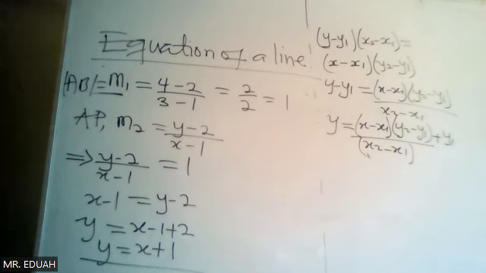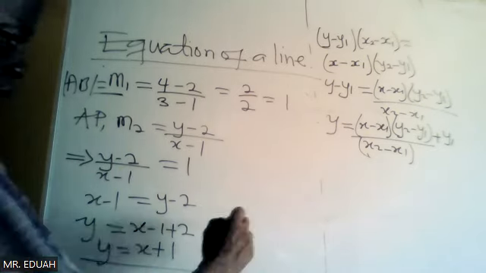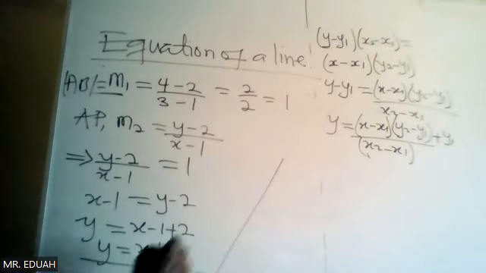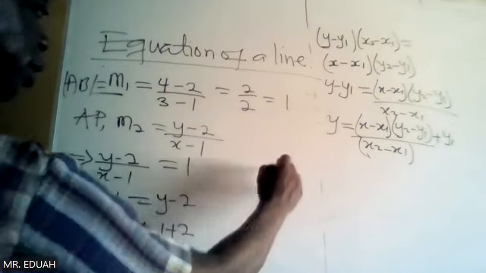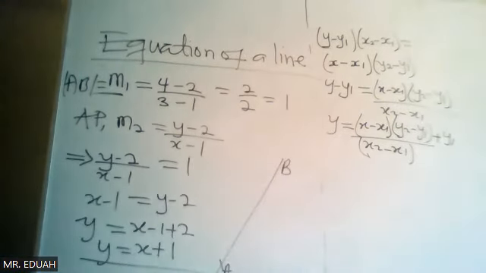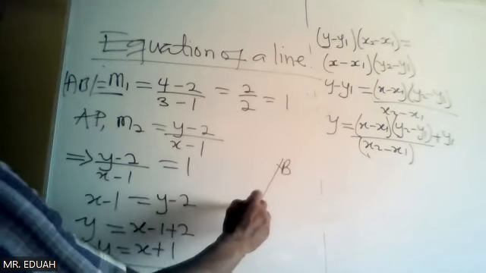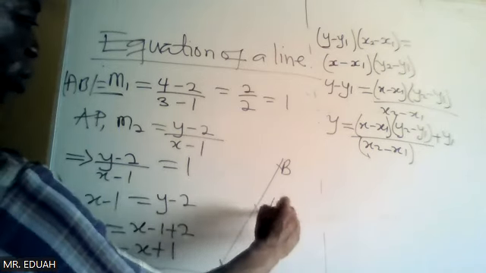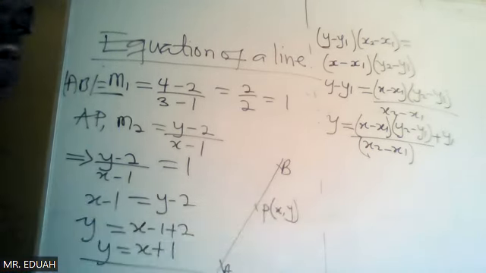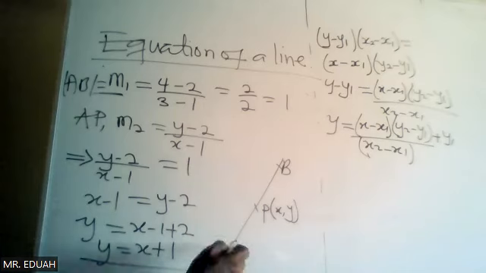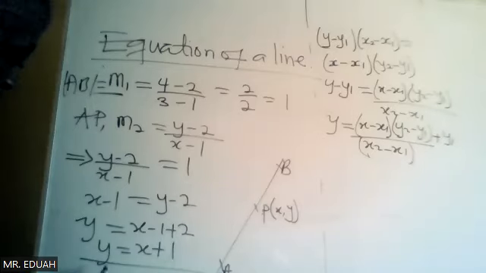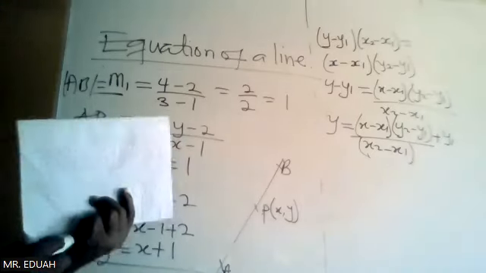Have we gotten it? So just like this, this A, this B, with their coordinates. You find the gradient between A and B first. Then P is any point on the line with the coordinate X, Y. After finding the gradient of this, you can find the gradient of AP. Then you equate the two gradients, make y the subject, and then we get the equation of the line.